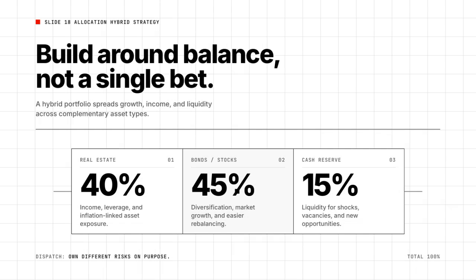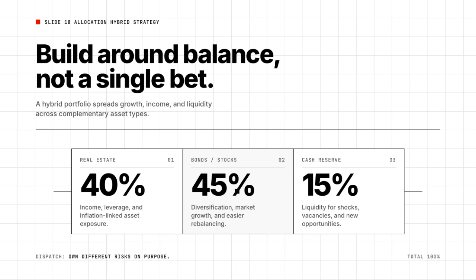Here, we're focusing on a hybrid allocation strategy designed around balance rather than putting all our eggs in one basket. This approach spreads investments across different asset types to achieve growth, income, and liquidity in a complementary way. First, real estate makes up 40% of the portfolio. This component offers income generation, leverage opportunities, and protection against inflation, making it a crucial pillar for steady returns.